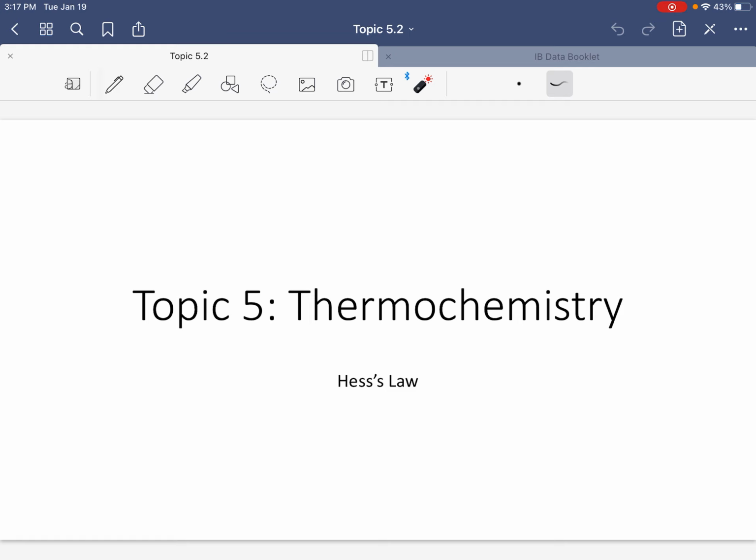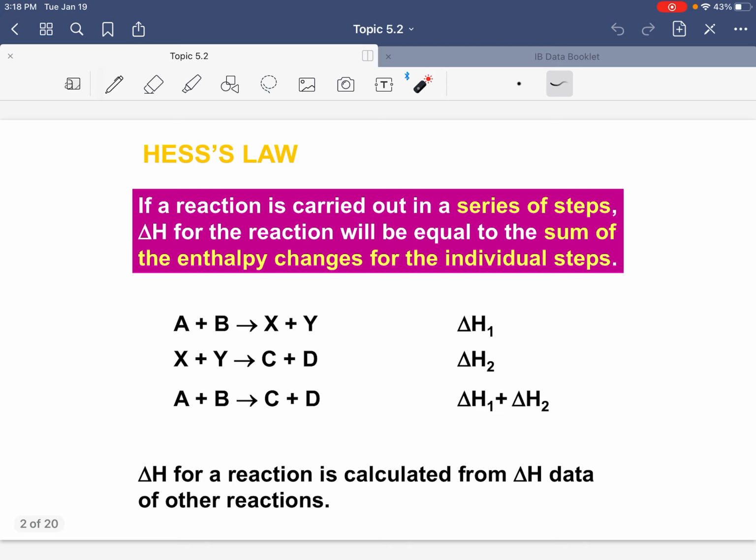But dang, what if that is not possible to do? What if you have a reaction that you want to find delta H for, but you can't use a calorimeter? What do you have to do? Well, this is the whole idea of where Hess comes in. This is going to be a 2-part lesson where we're going to look at Hess in terms of what he's discovered. So let's take a look at this.